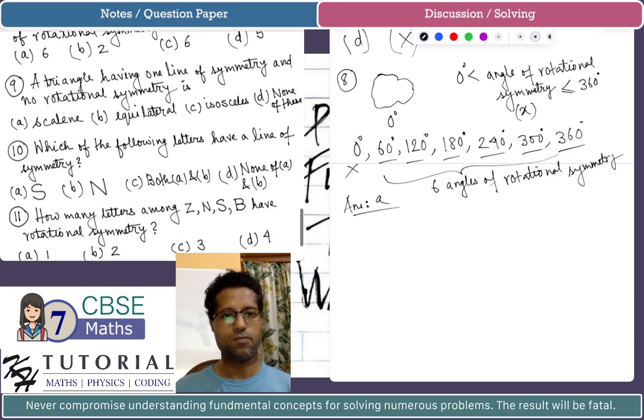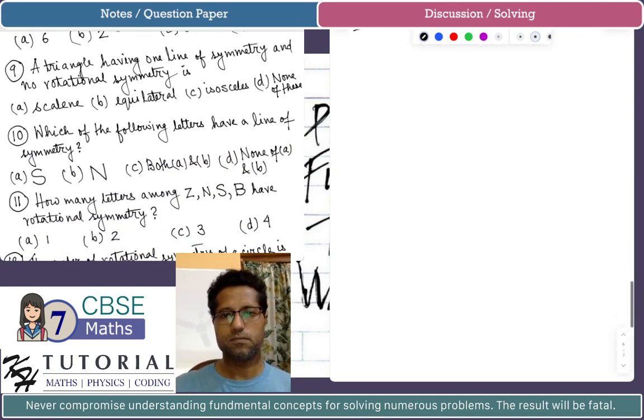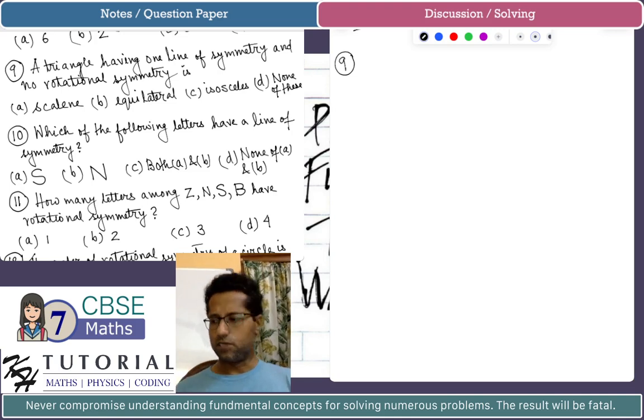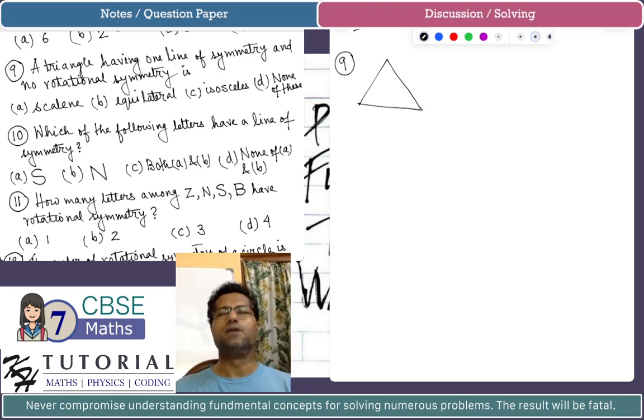Okay, let's do problem number 9. A triangle having one line of symmetry and no rotational symmetry is, okay. So you know that a scalene triangle has no lines of symmetry and no rotational symmetry. Now an equilateral triangle has 3 lines of symmetry. The lines of symmetry of an equilateral triangle are the angle bisectors.